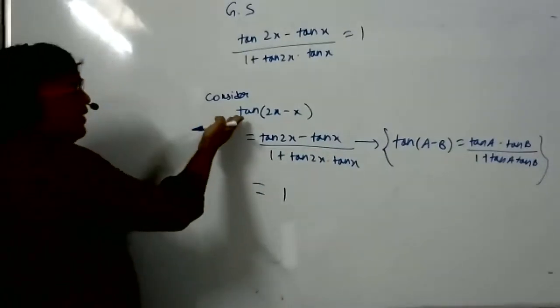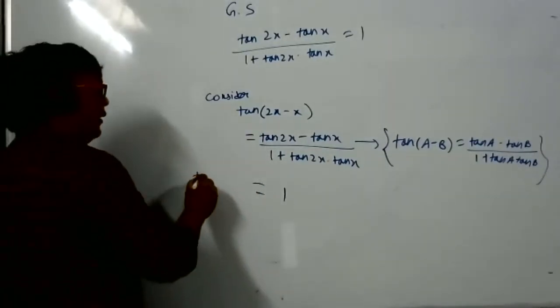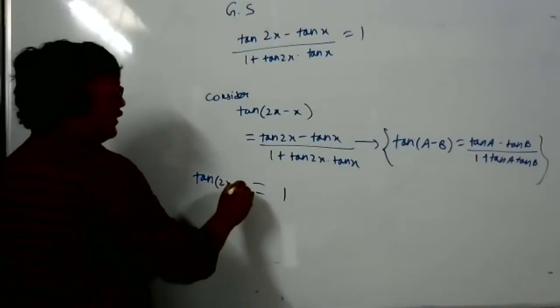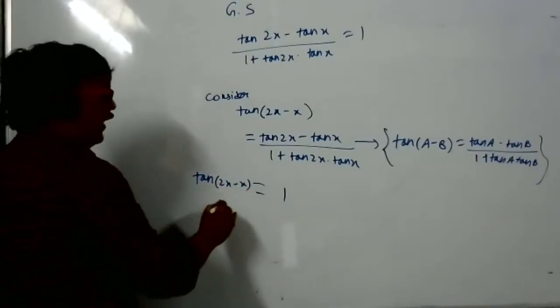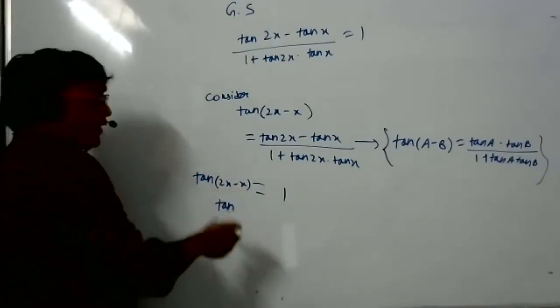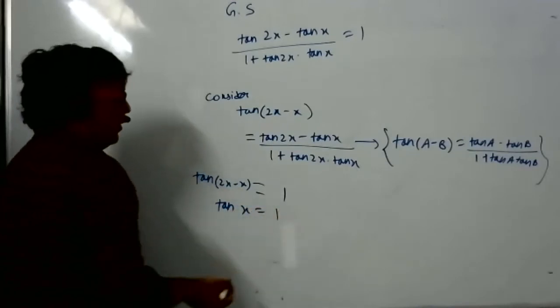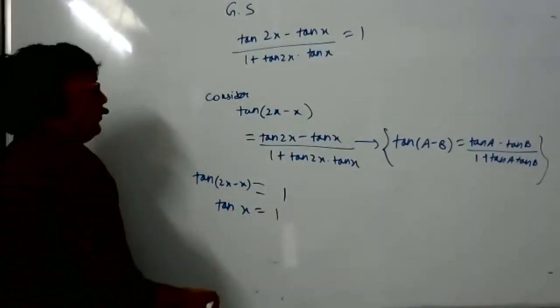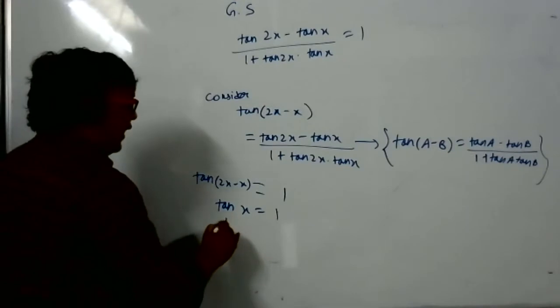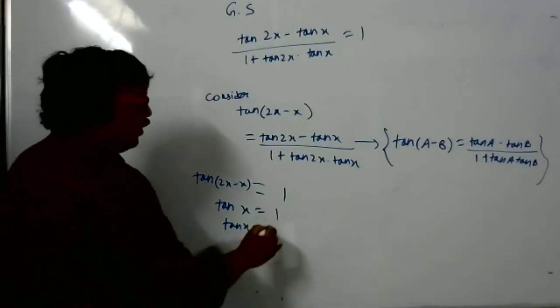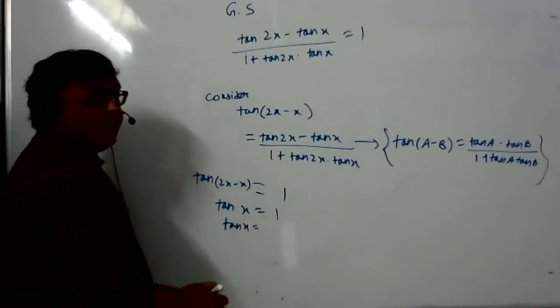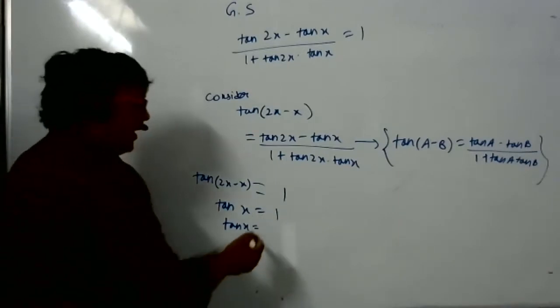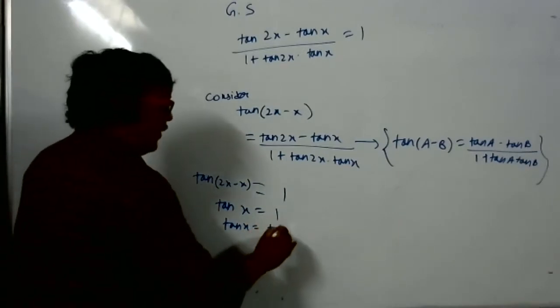This means what is the left hand side? Left hand side is tan of 2x minus x. So the answer is what? Tan of 2x minus x is tan x. Tan x is equal to 1. So we can say tan x is equal to, what is 1? Tan of which angle is 1? Tan of which angle is 1 is tan pi by 4.